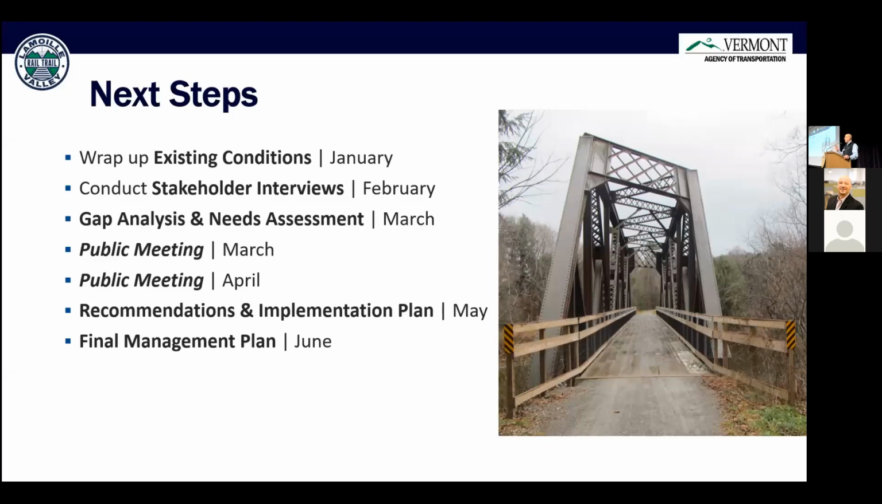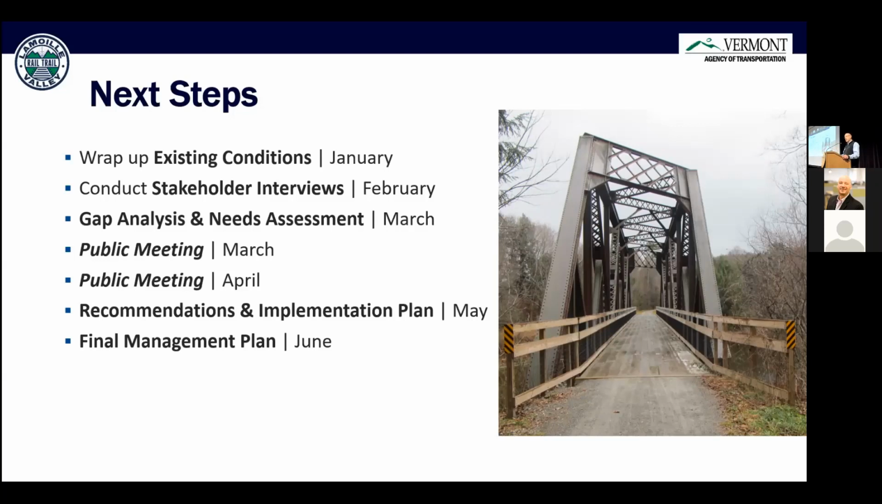But just to wrap us up here, where we're going from here, we're just about done, as Karen showed, with all of the statistics and existing conditions for the corridor. That's being wrapped up into a document as we speak. We'll be starting those stakeholder interviews throughout the month of February and starting into that gap analysis and needs assessment. So it's really building off of those issues and opportunities that you talked about. We're going to start to look through some of those missing connections or opportunities for camping or other amenities along the trail. So that will take place during the month of March.